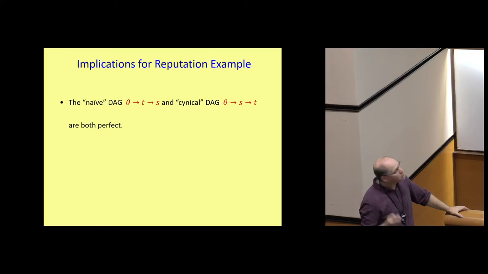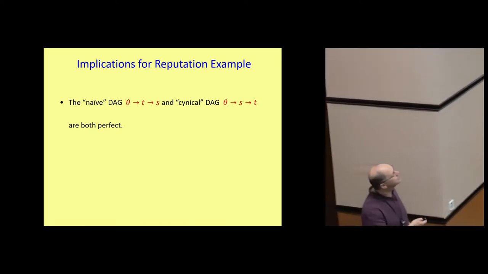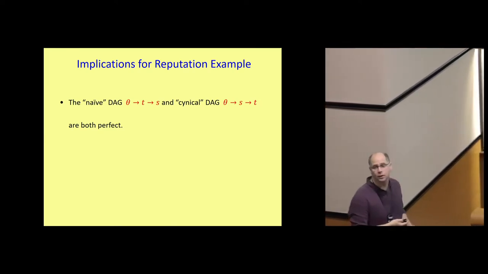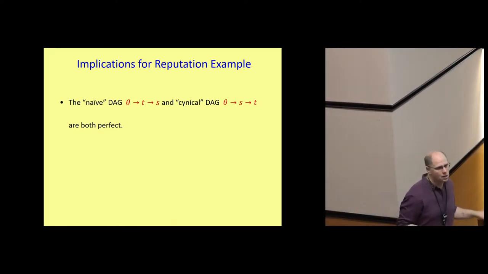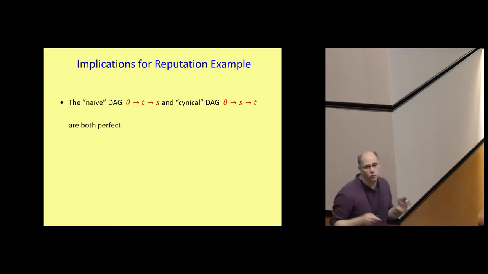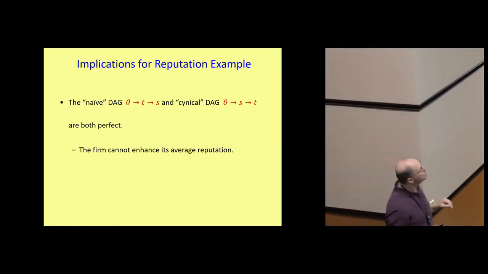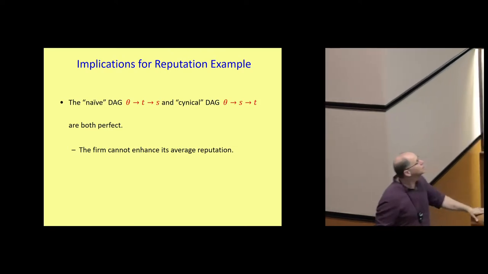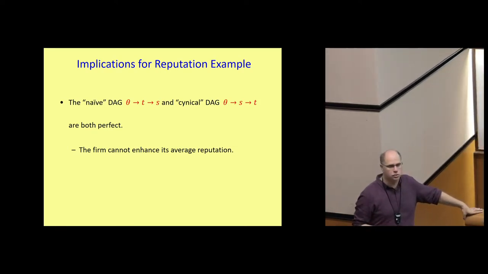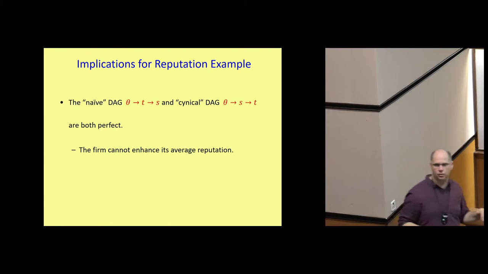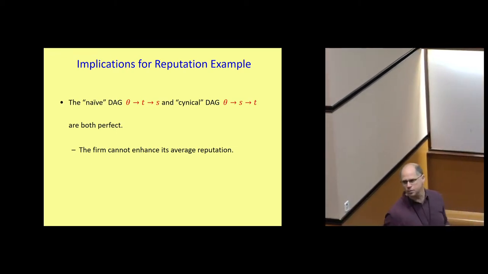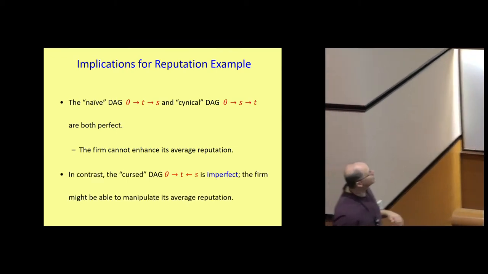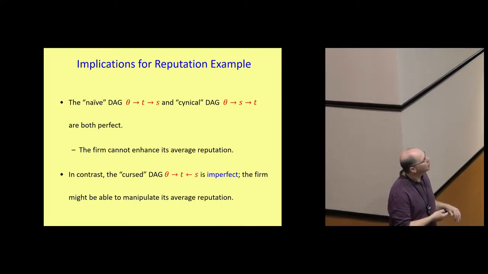Now, let's go back to the reputation example and see what we can learn from that. So both the naive DAG and the cynical DAG, they're both perfect, right? They have no immoralities. So we don't need to do any algebra. We don't need to worry about the parameterization. We just know that in either of these cases, the firm cannot enhance its average reputation. So the ex-ante optimal strategy for the firm is just going to coincide with rational expectations prediction. On the other hand, look at this DAG. I call it the cursed DAG because it's a kind of error that you will see in cursed equilibrium in Eyster-Rabin.